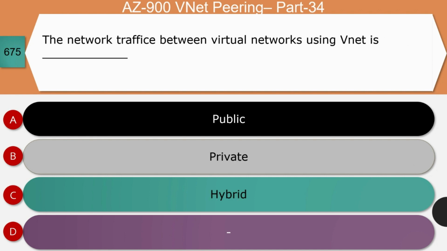Next question, the network traffic between virtual networks using VNet is public, private, or hybrid. The right answer for this question is private. Let's see the reason. Since the traffic between paired virtual networks remains on the Microsoft backbone network, it remains private without the need of public internet or gateway or even encryption. And so option B is the right answer.